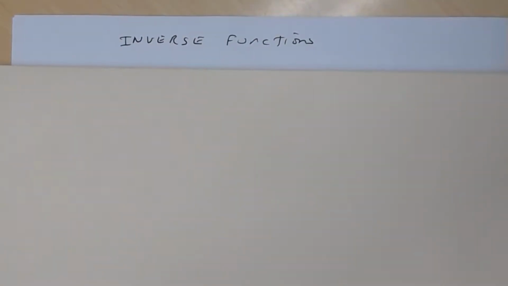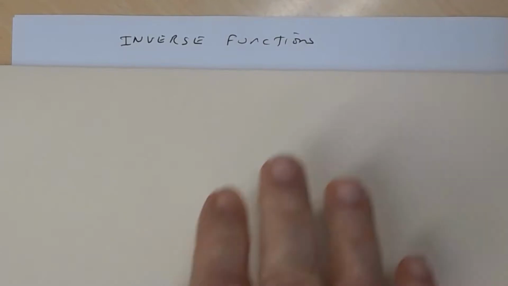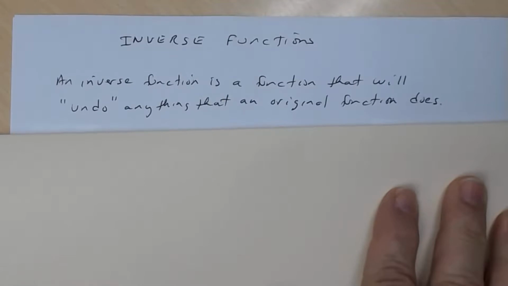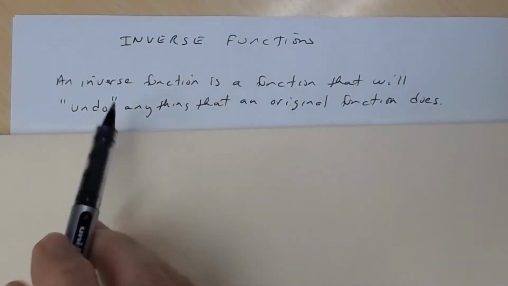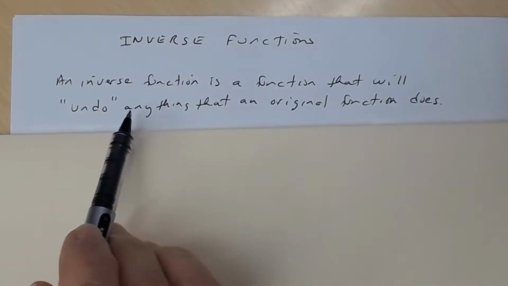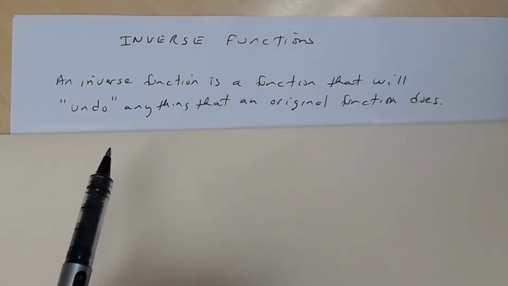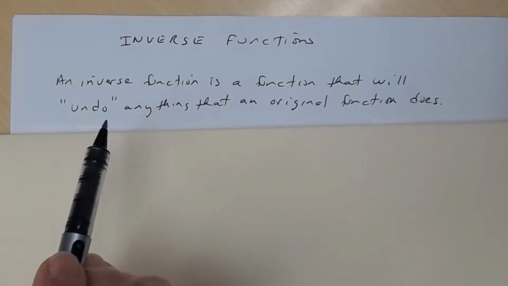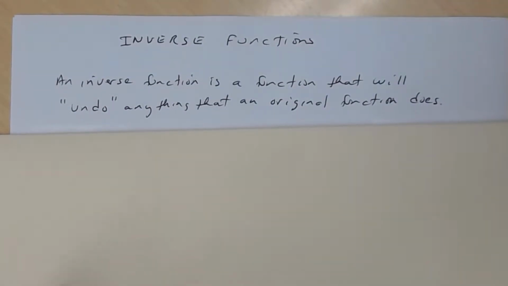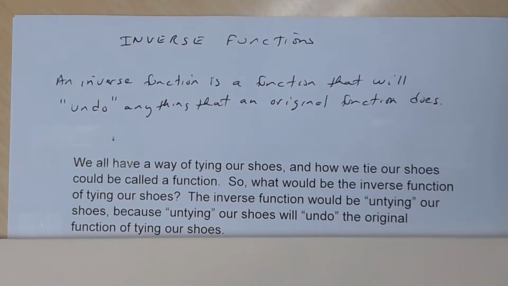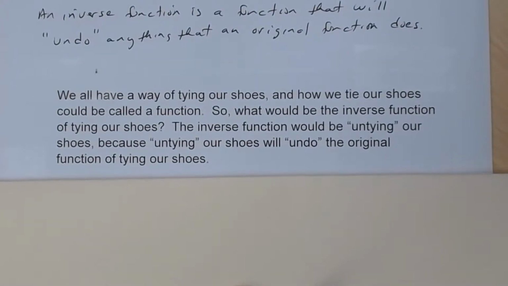Okay, so in this lesson, we're going to talk about inverse functions. An inverse function is a function that will "undo", notice I have that in quotation marks, anything that an original function does. So an inverse function undoes anything that a function did. Let's talk about some examples of inverse functions, something that you would do every day.